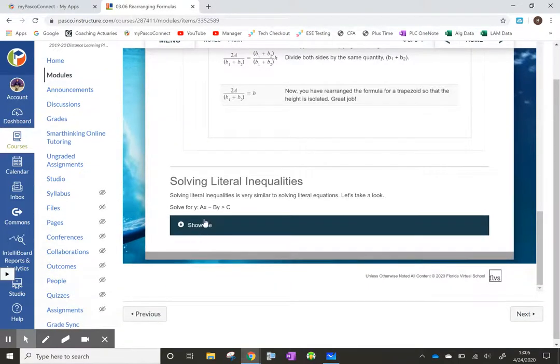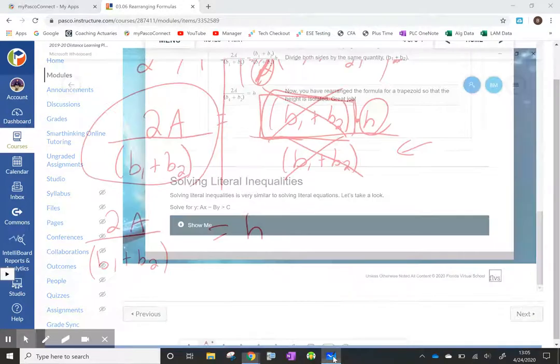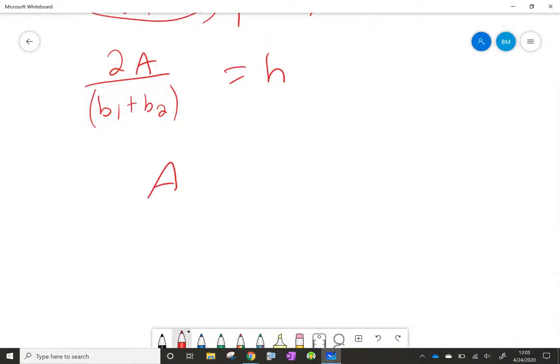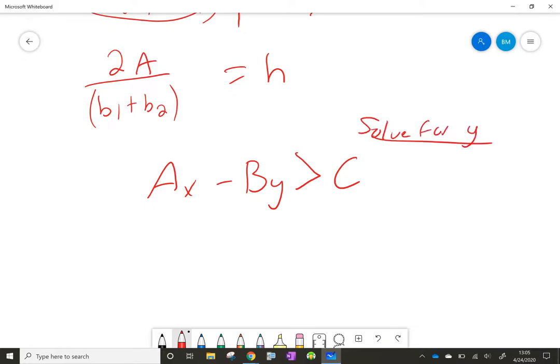Let's try isolating this one. So this one says solve for y. Now, when it says solve for y, it doesn't mean get y equals a number. It just means get the y by itself and move all the other letters around. So the formula is ax minus By is greater than c. Capital B, let's use capital B. All right, so it wants us to solve for y, which means isolate the y.